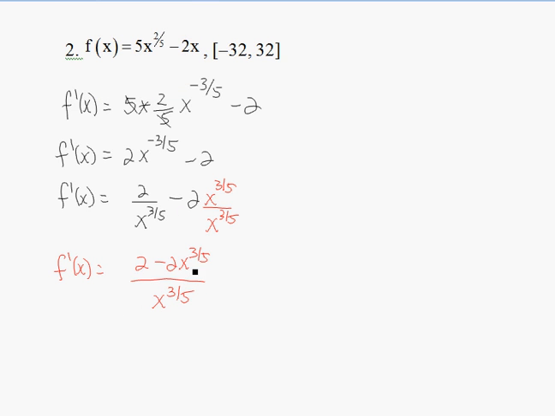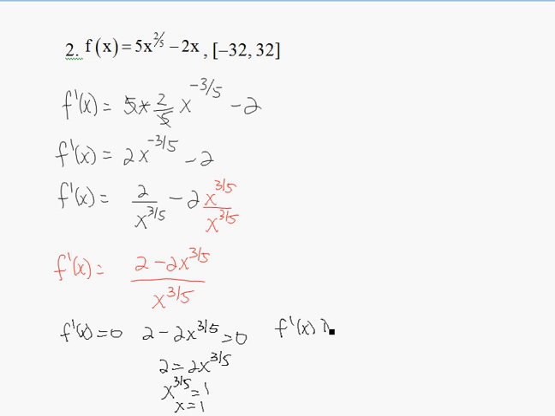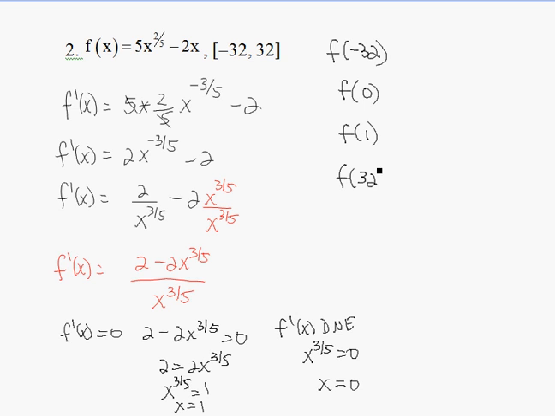So you set the numerator equal to 0. That gives us when the derivative is equal to 0. So f prime of x equals 0 when 2 minus 2x to the 3/5 equals 0. So add 2 over and divide. You get 2 equals 2x to the 3/5. X to the 3/5 equals 1. So x equals 1. And f prime of x does not exist when the denominator equals 0. And that's clearly when x equals 0. So we want to evaluate our function at negative 32, at 0, at 1, and 32.